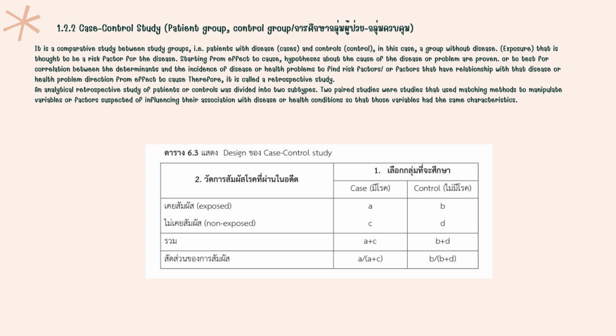Therefore, it is called a retrospective study. An analytical retrospective study of patient or control was divided into 2 subtypes. The matched-pair study uses a matching method to manipulate variables or factors suspected of influencing their association with disease or health condition, so that those variables have the same characteristics.